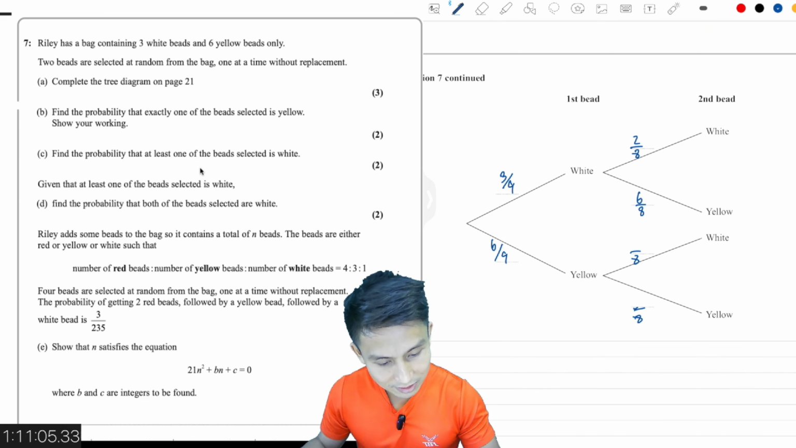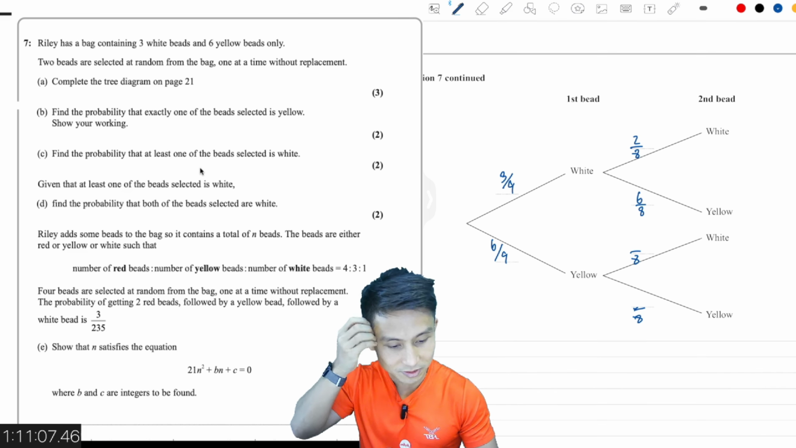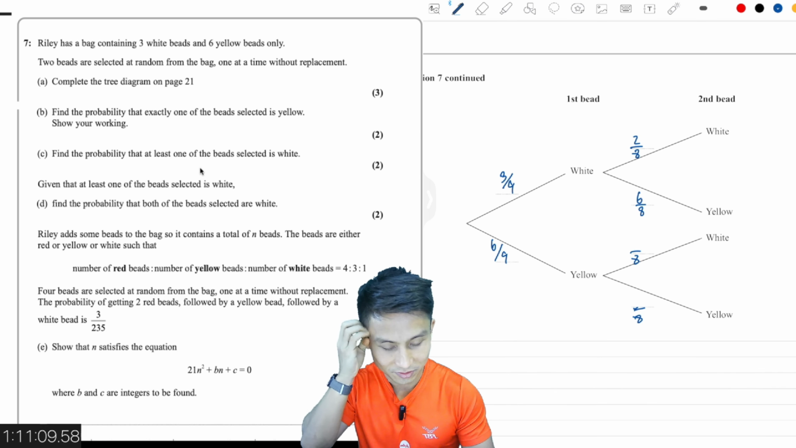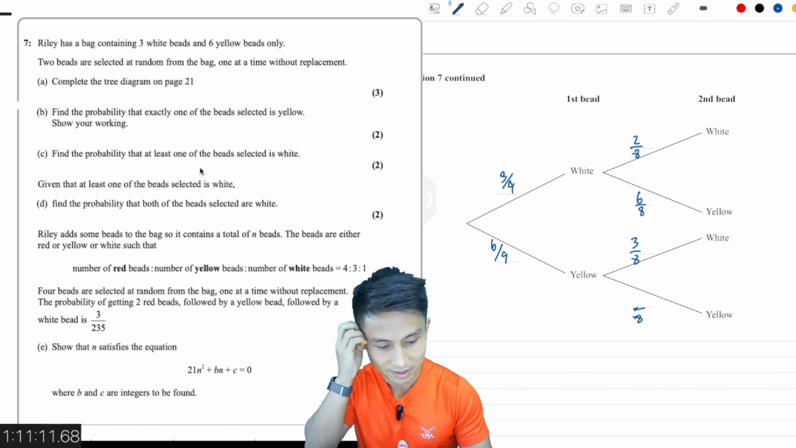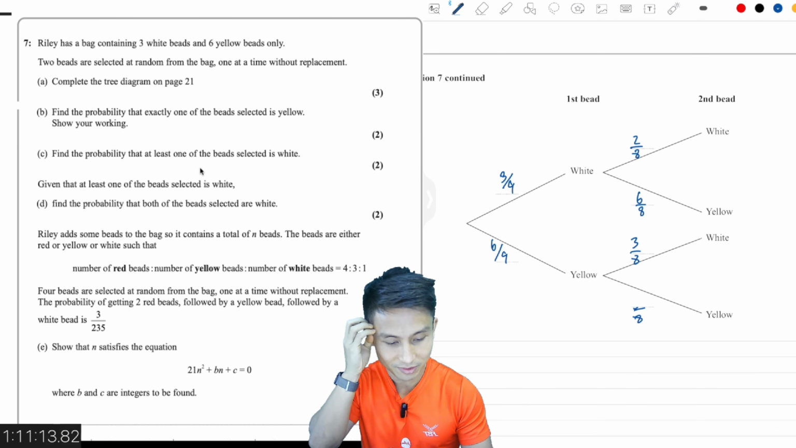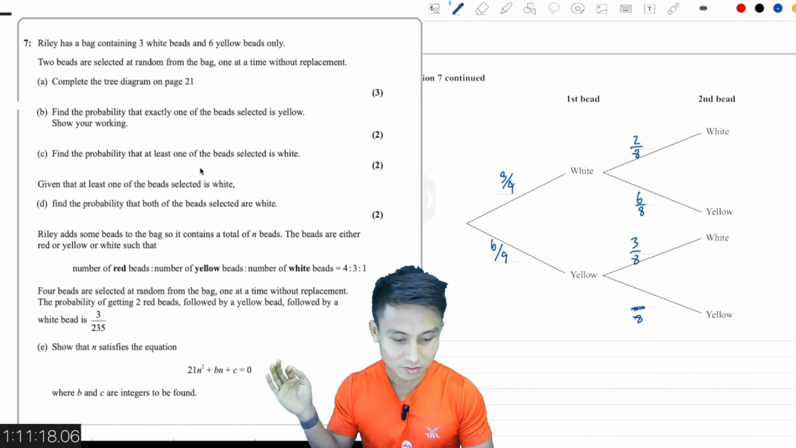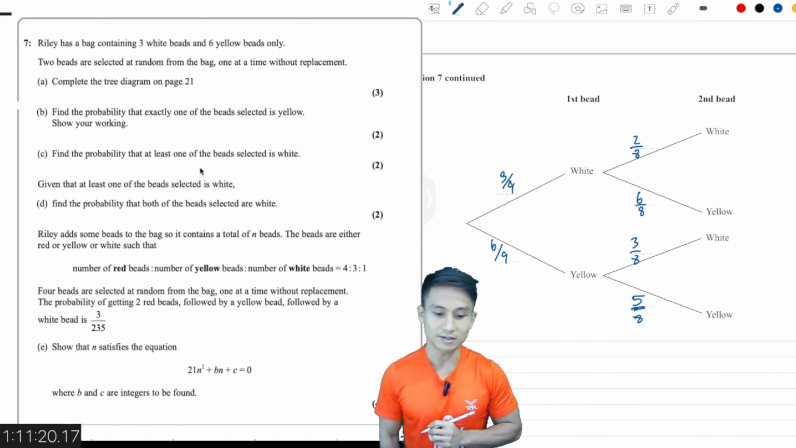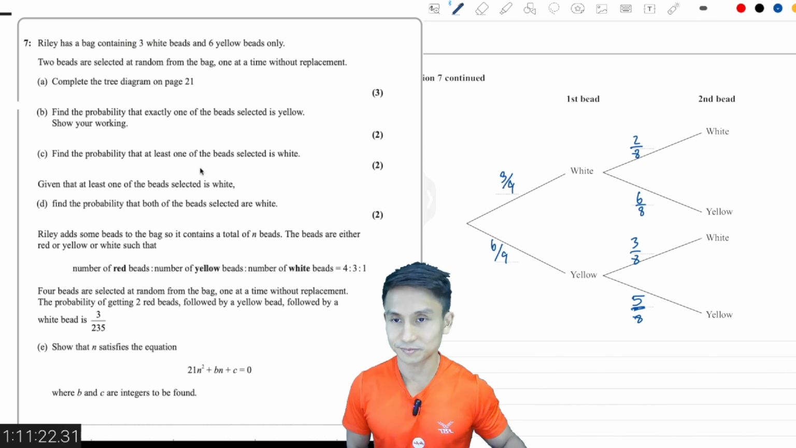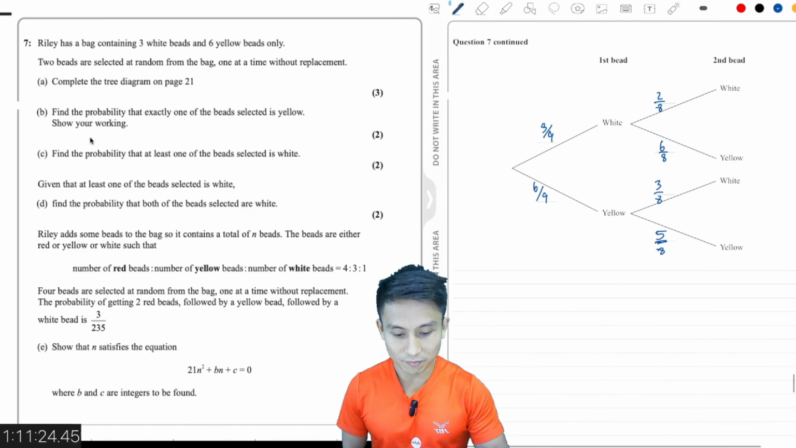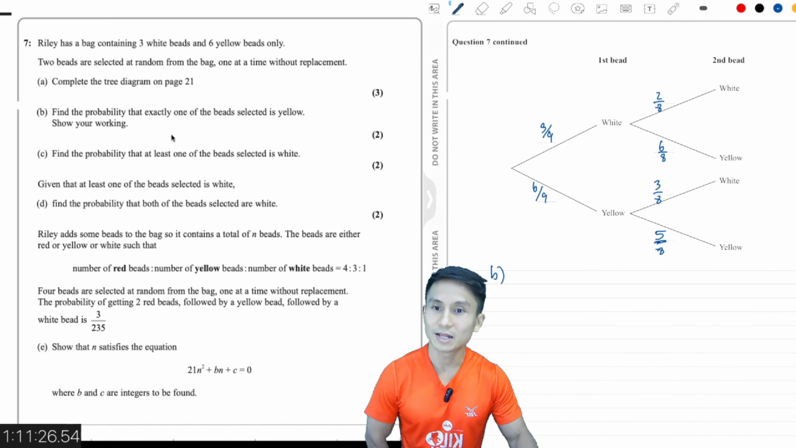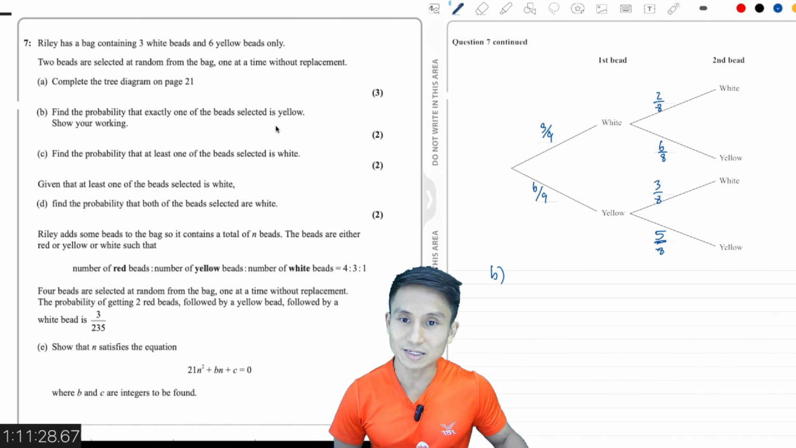Again, similarly, this is you're going to take yellow first and then white. So white hasn't been taken out. So you have 3 white out of 8. And again, yellow here, you already took 1 out. So it's just 5 left out of 8. All right. And B, we will find the probability that exactly one of the beads selected is yellow. Show your working.